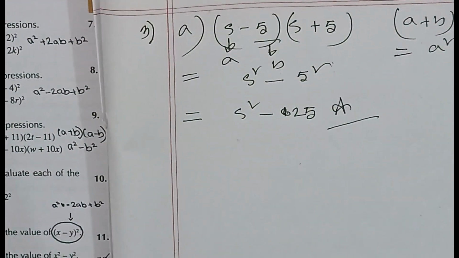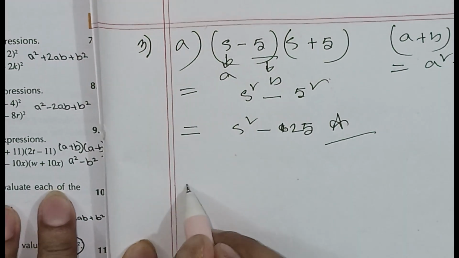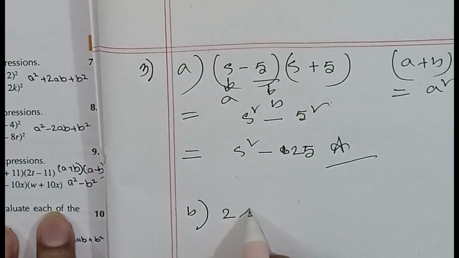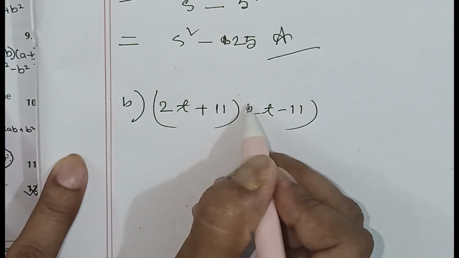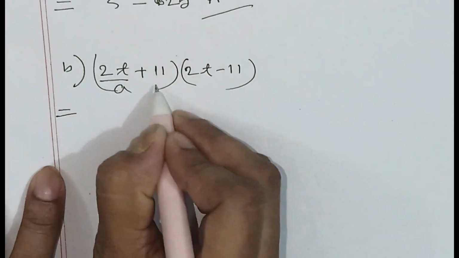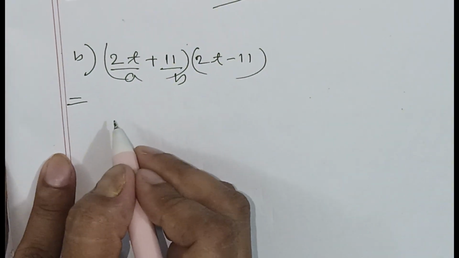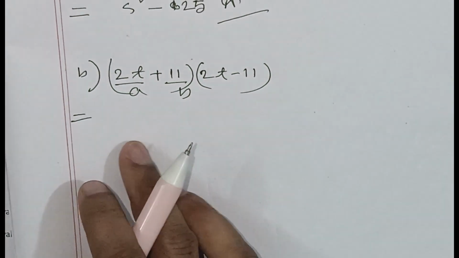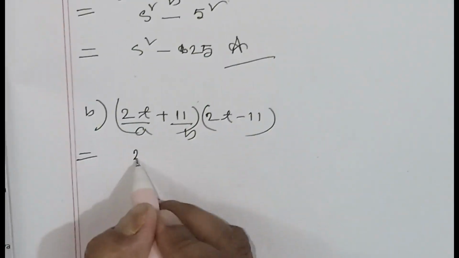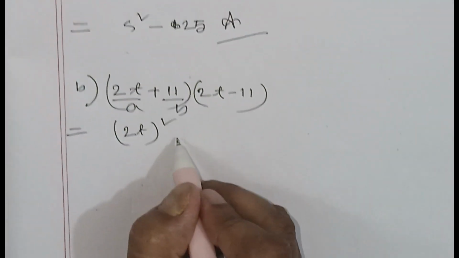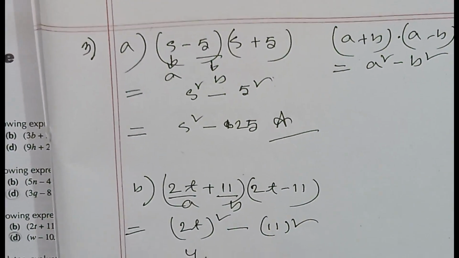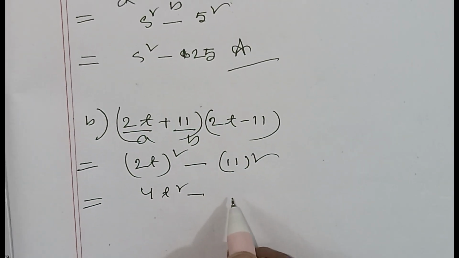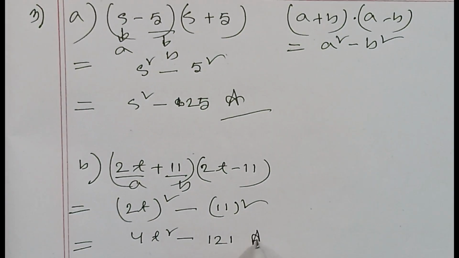Okay, now I will do c: (2t plus 11)(2t minus 11). Same. 2t means A, 11 means B. So the formula is (A plus B)(A minus B), that means A squared minus B squared. So A means 2t, so A squared, minus B squared, B means 11 whole squared. 2 twos are 4, t whole squared, minus 11 whole squared, that means 121. That's it. This is the answer.